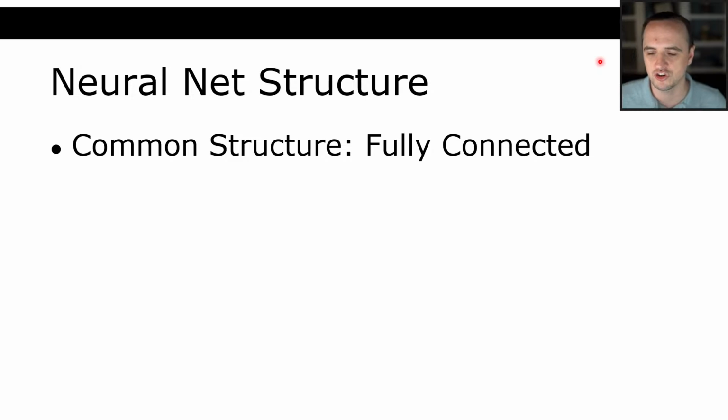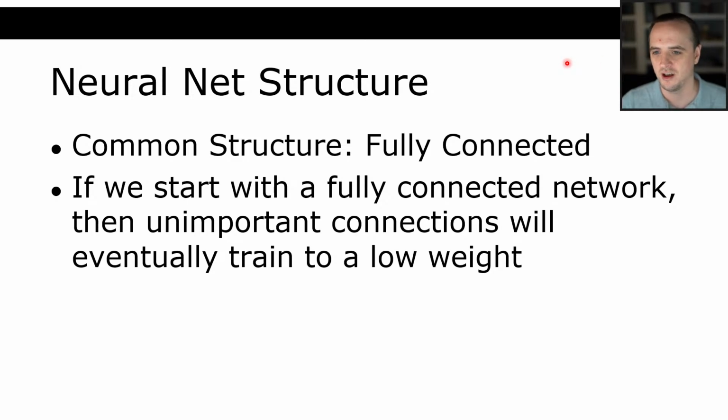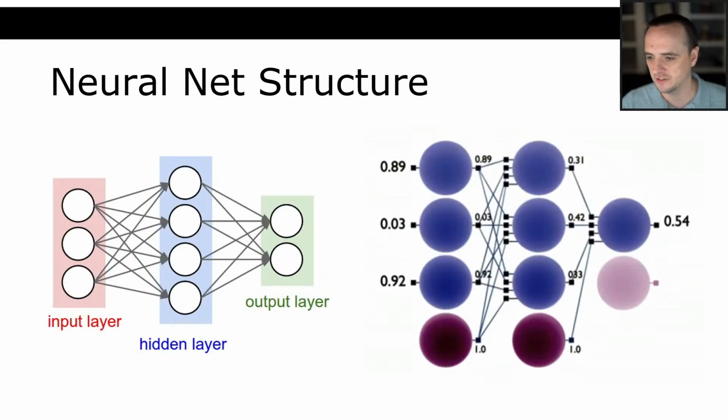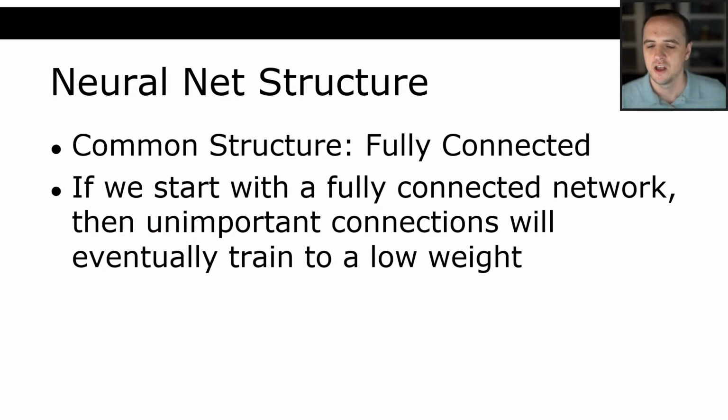So a common structure of the neural net is that it's fully connected. What fully connected means is that the output of one layer is fed to all of the inputs of the next layer. If we start with a fully connected network, then unimportant connections will eventually train to a low weight. And I'll show an example of this. All of this will become much more clear when I actually show the example.